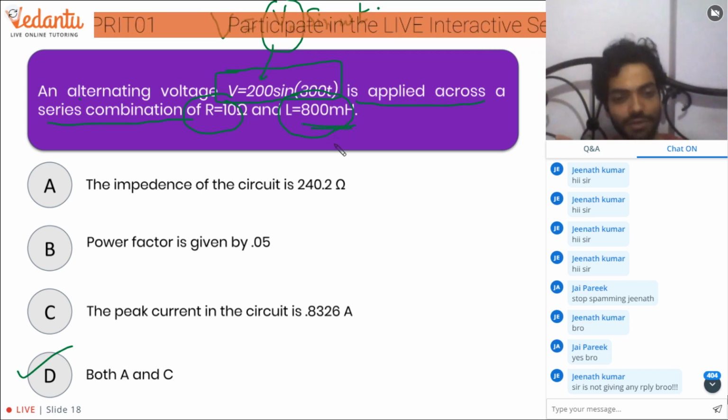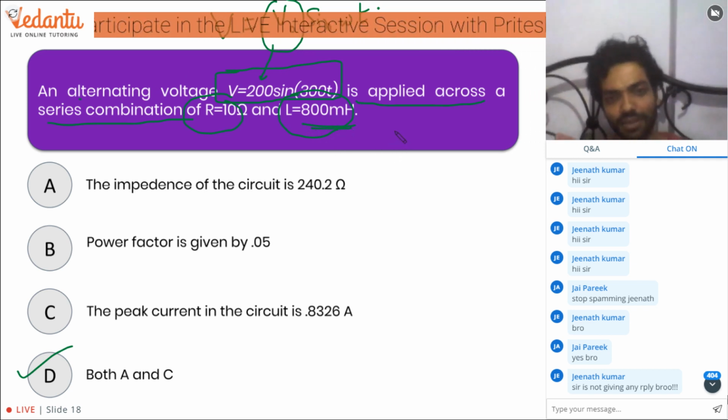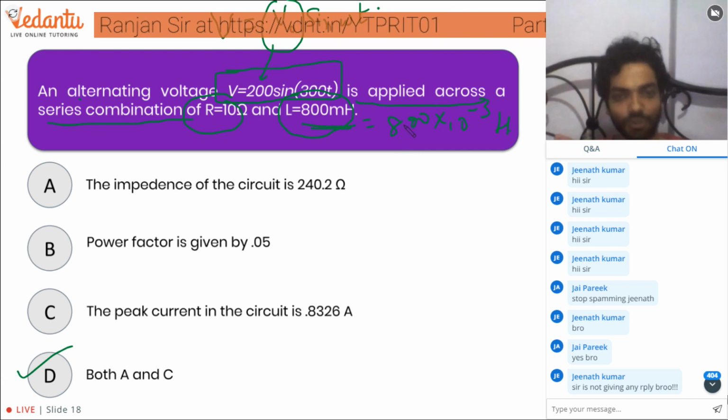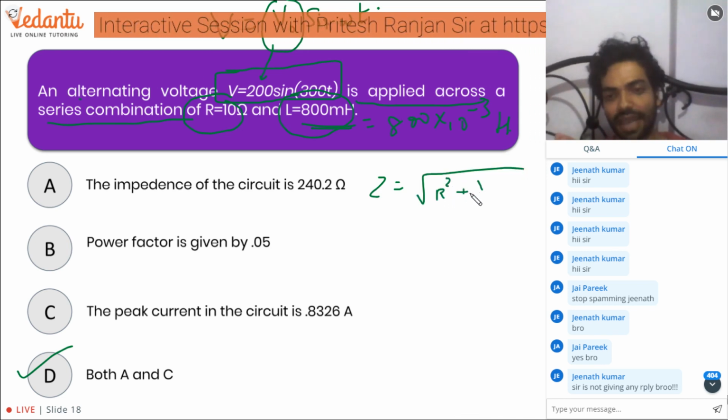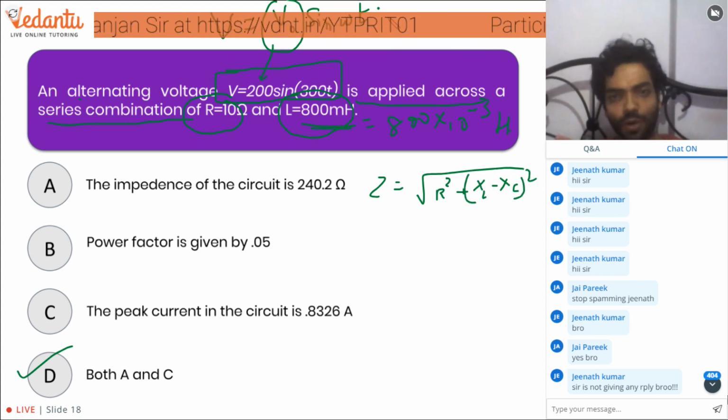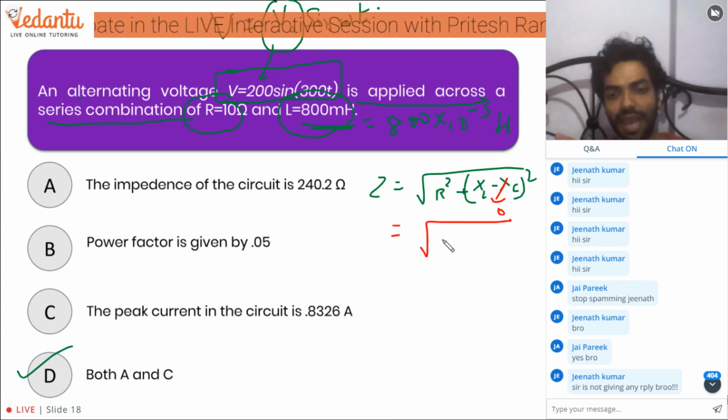So what is the SI unit of L? The inductor, it is Henry. So you need to convert it to SI unit, that is 800 into 10 to the power minus 3 Henry. So we have the value of L, we have the value of R. So the total impedance, if I recall the formula, was root over R square plus XL minus XC whole square. Here no capacitance is present, so I'll take XC to be 0 and write the impedance as root over R square plus XL square.